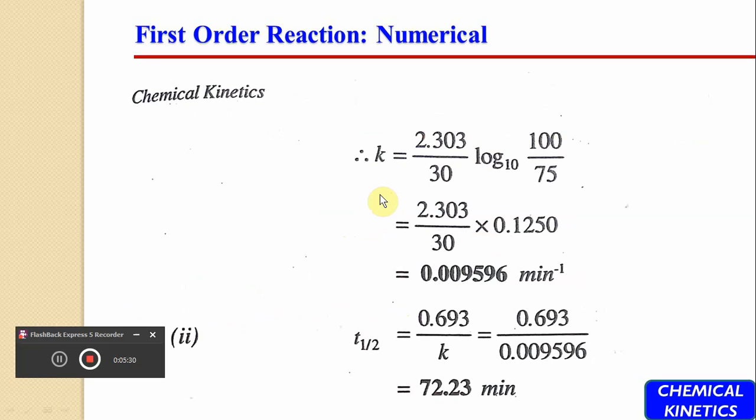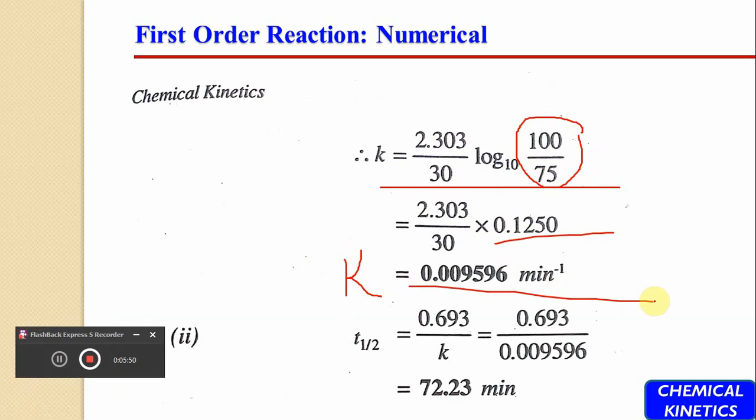By putting all these values of C0, C and t, we will have this equation, and you will take the division of this, and then the log of that division will be equal to 0.1250, and after simplification we will get the value of k, 0.009596 per minute.